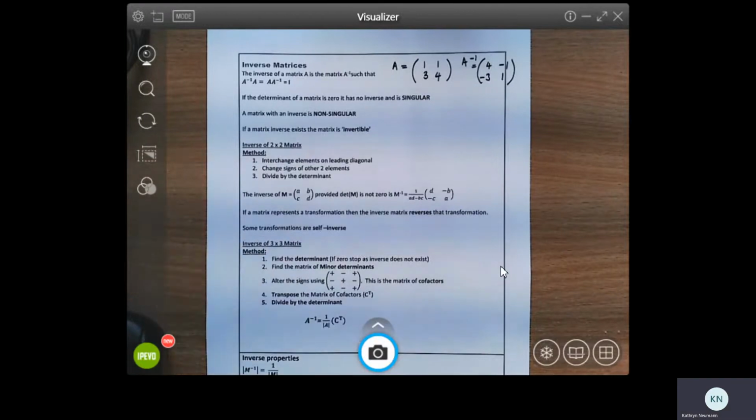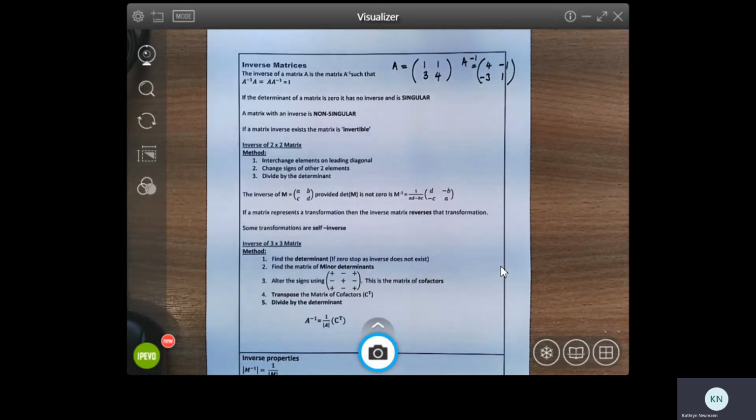Hello and welcome to this video on finding the inverse of a matrix. Finding the inverse of a matrix is a very important process, and we're going to use that a lot going forward in the next section of work.